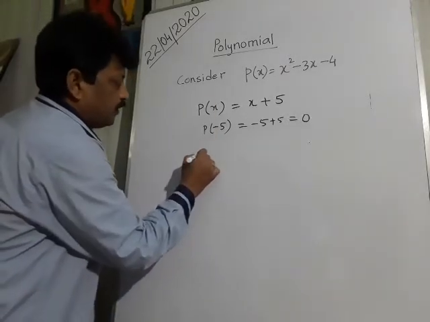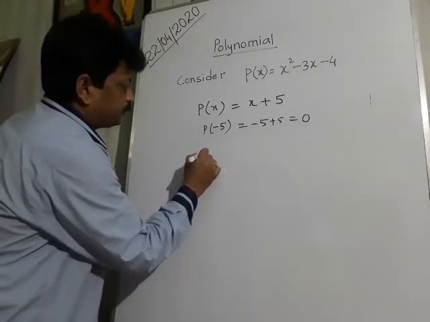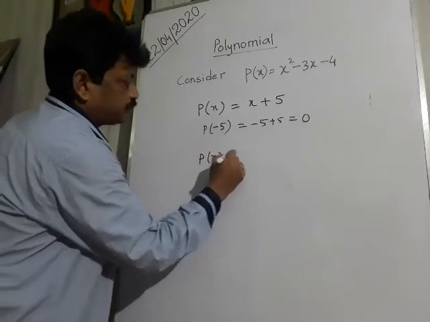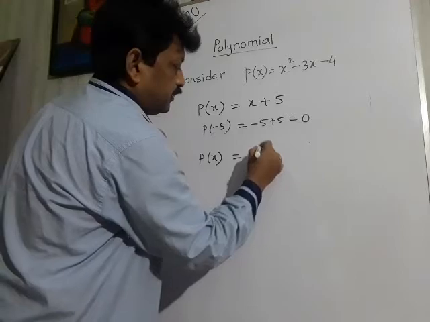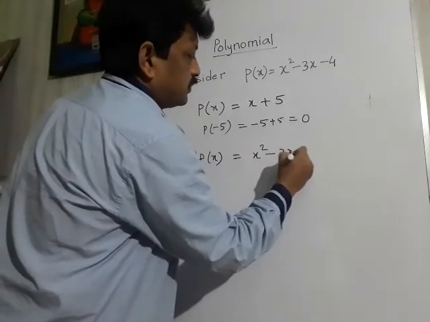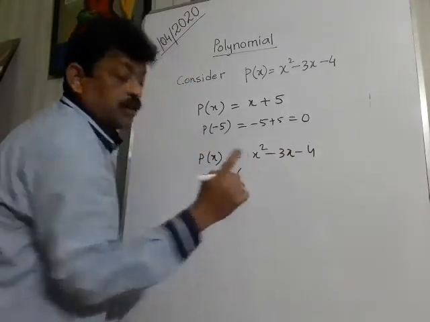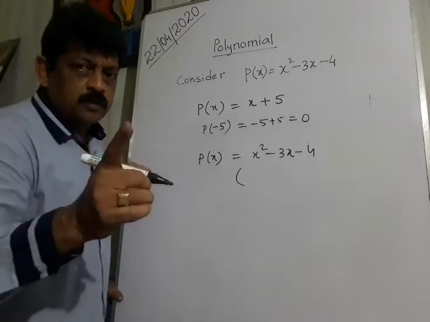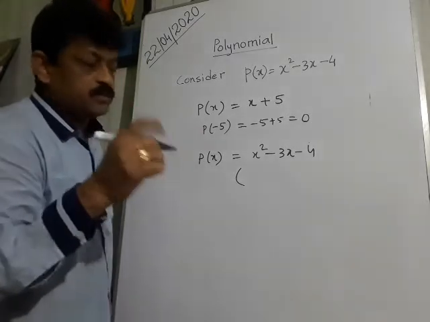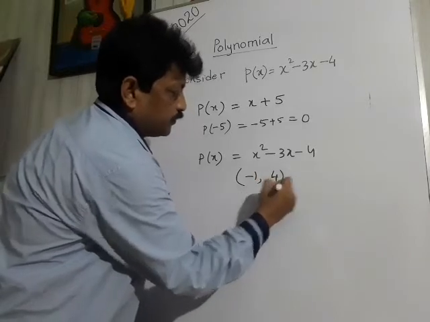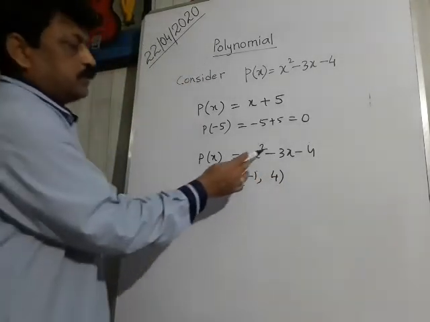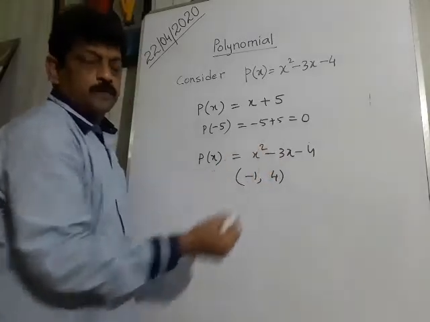Similarly, if p(x) equals, let me show you this one, x square minus 3x minus 4. Here in two cases we have got the value as 0, that is minus 1 and plus 4. So since it is a quadratic polynomial, there are 2 zeros.